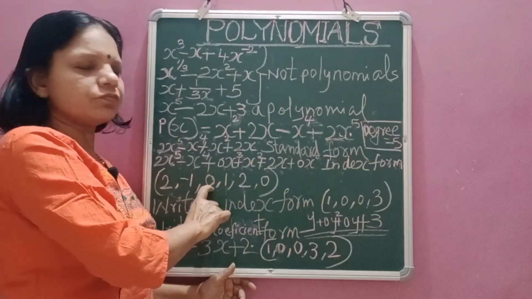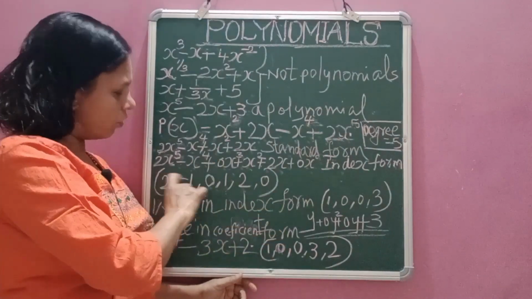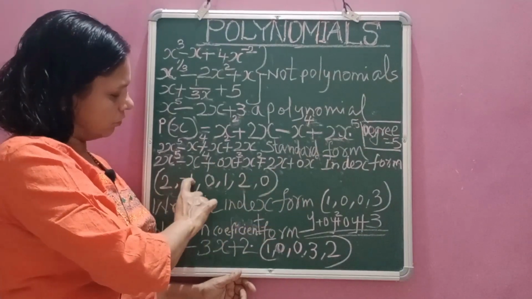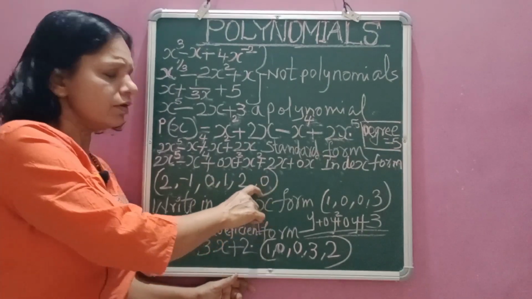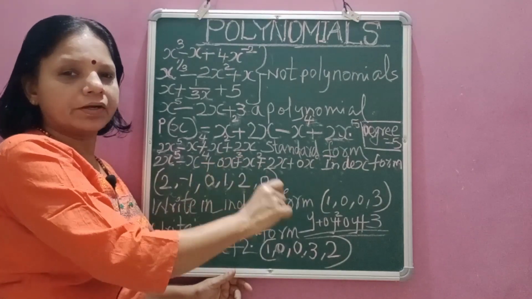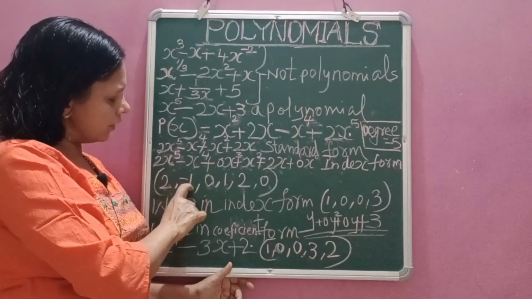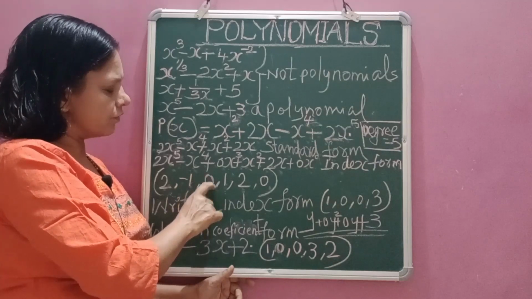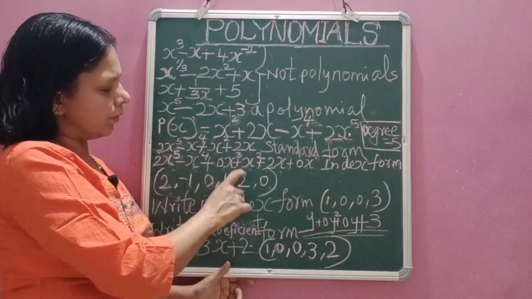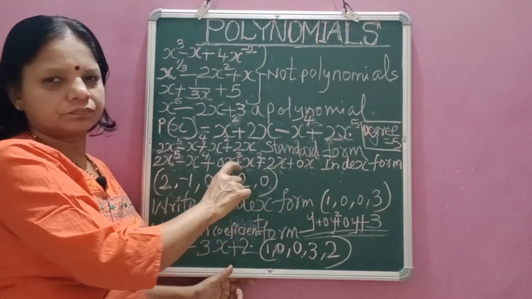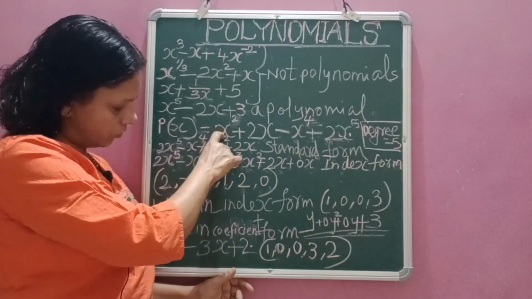So from the coefficient form, you can write the index form. What you have to do? How many coefficients do you see? 1, 2, 3, 4, 5, 6. If it is 6, it will be of degree 5. So you have to start from here: 2x raised to 5 minus x raised to 4 plus 0x cube plus 1x square plus 2x plus 0. This way we can convert the coefficient form into index form also.